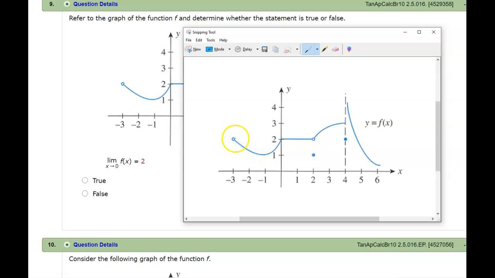We have a right limit for negative 3. We have a problem at 2. It's a hole. So if I talk about the problems on the graph, it's not defined before negative 3. We have a problem at 2. It has a vertical asymptote at 4. And it looks like it keeps going after 6. This implies that it's going to keep going.